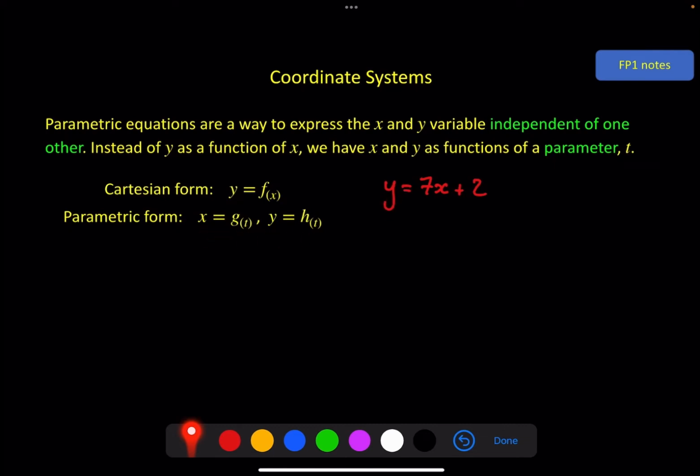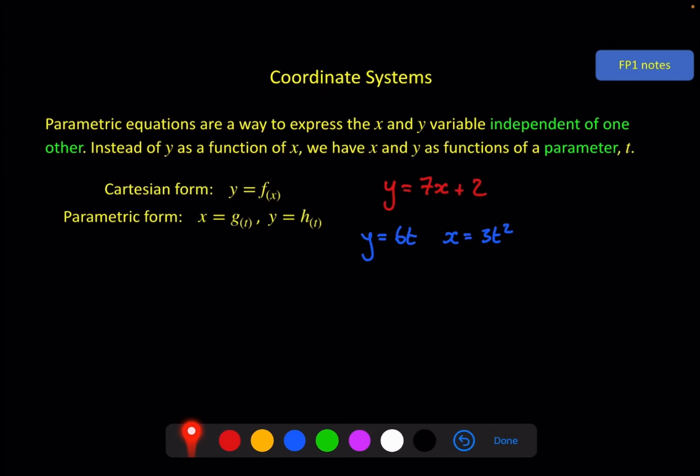For parametric form, we have two different things, something like this. That tells you your y coordinate in terms of t, and then you have probably a different function to tell you your x coordinate, but still in terms of t. So this t, when you choose a value for t, you put the same value in this equation, and that tells you the coordinates x and y for that t value. So that's the basic idea.